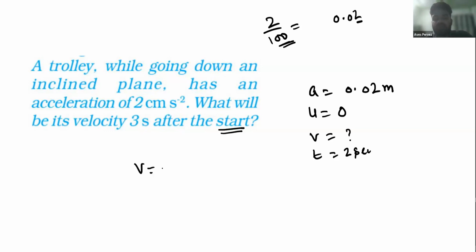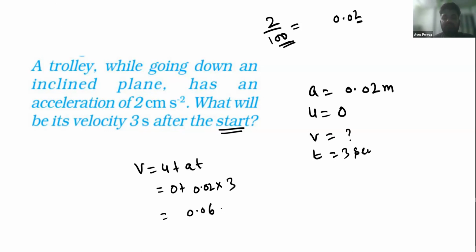So we will write here V equals U plus AT. U is 0 plus A, 0.02, into the time, which is 3 seconds. I have written 2 here. 3 seconds into 0.02, so we will get 0.06 meters per second. Or you can convert it into centimeters. You can write it as 6 centimeters per second.